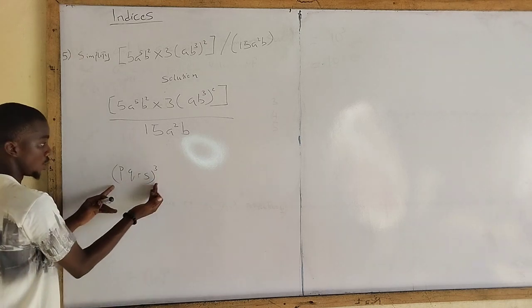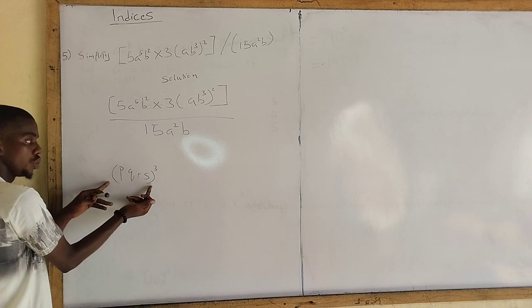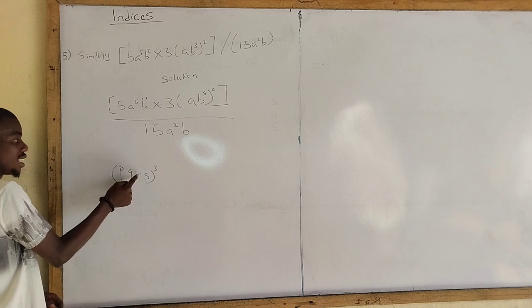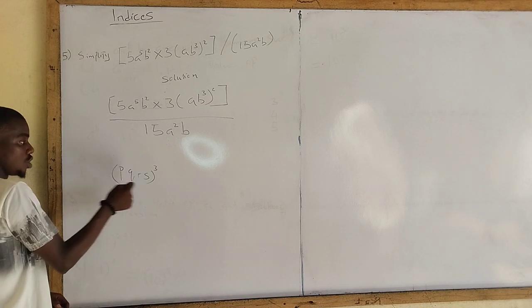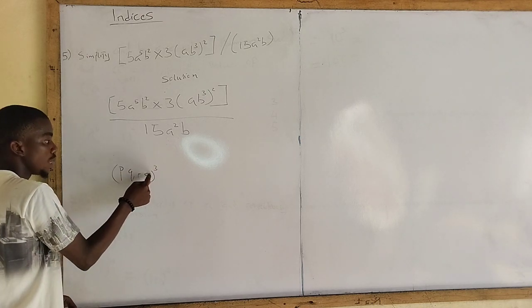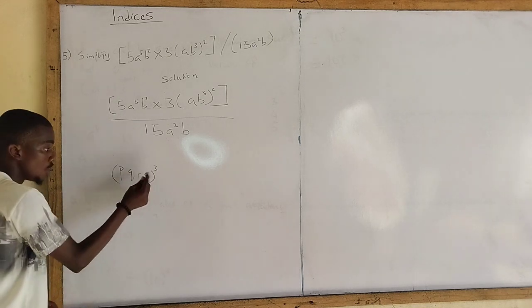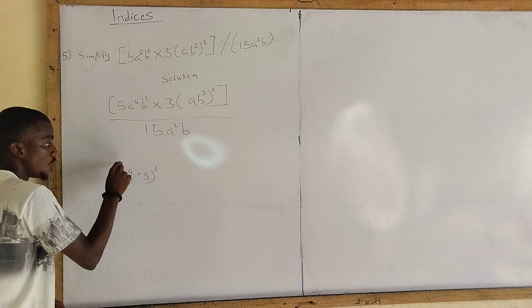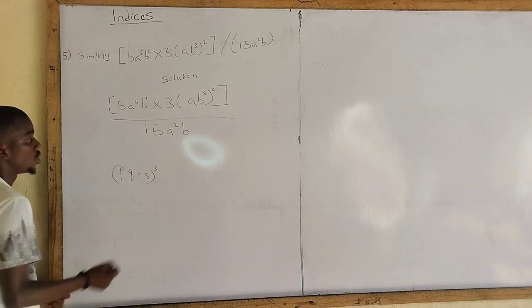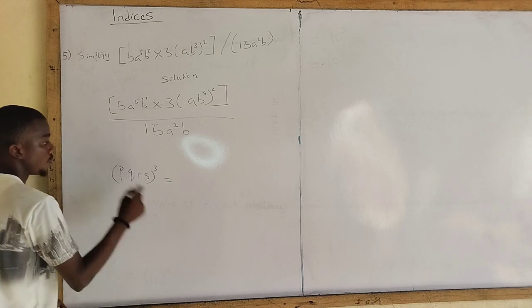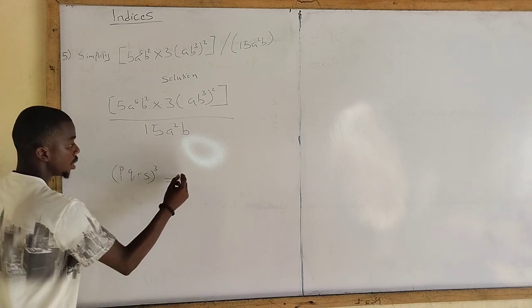Which is enclosed and raised to a power, what do you do? You use the power outside to multiply with the powers of all the values inside the bracket. Remember, all of these values are raised to the power of 1. So this is simply 3 times p raised to the power of 1, the invisible one, this is 3.